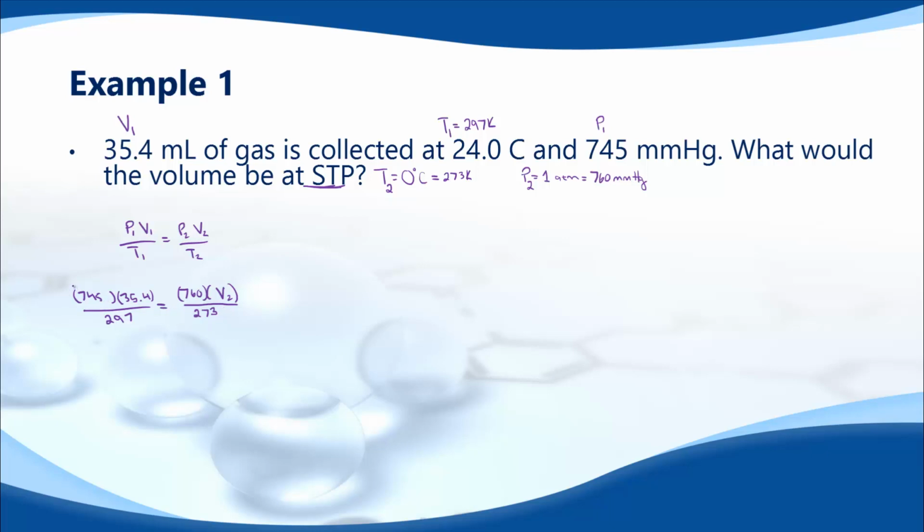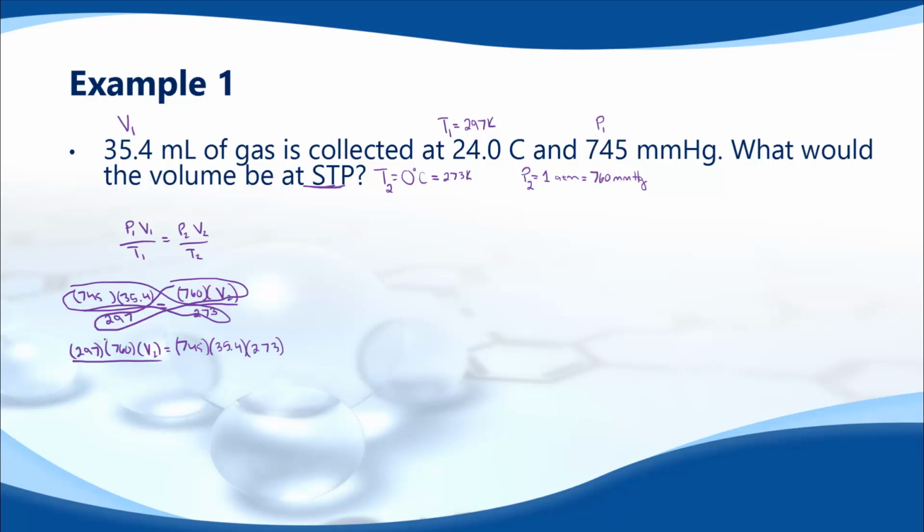Again, if we want to do this manipulation, just remember that all we have to do are those lovely 4 words. Right, so I'm going to say that 297 times 760 times V2 is equal to 745 times 35.4 times 273.